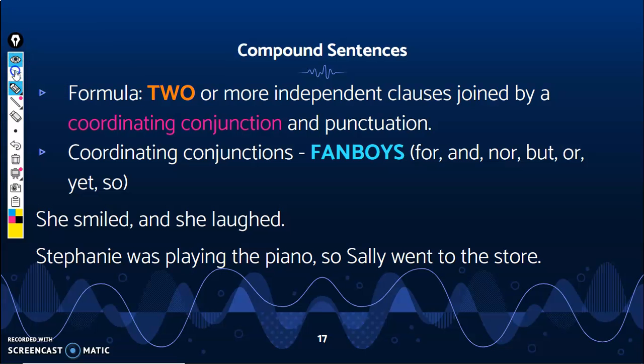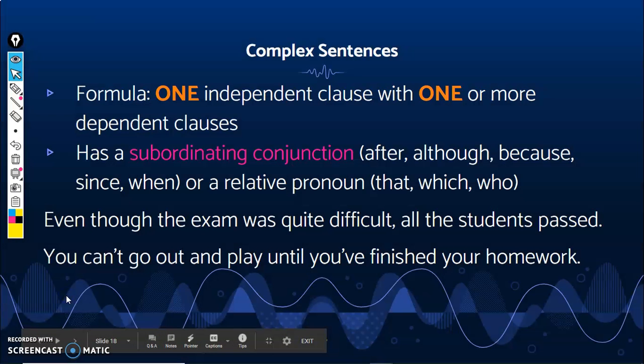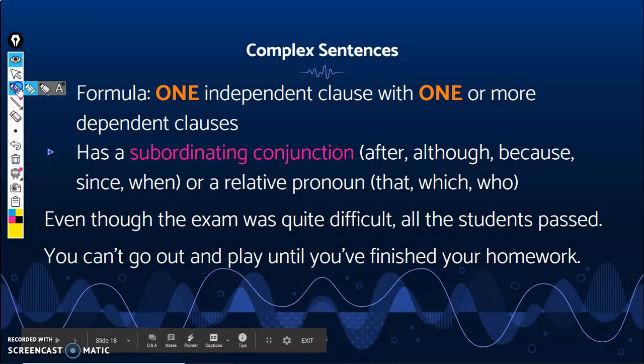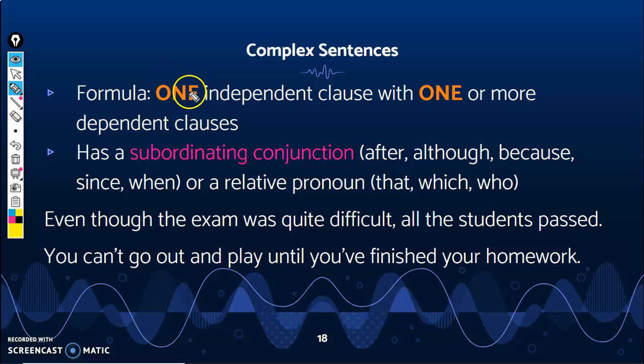Okay. The next style we have is what we call complex sentences. So a complex sentence has one independent clause and one or more dependent clauses. Remembering a dependent clause has a subordinating conjunction that requires more information. So it cannot stand on its own. Common examples: after, although, because, since, when. Sometimes you will get a relative pronoun instead. Often ones are that, which, and who.